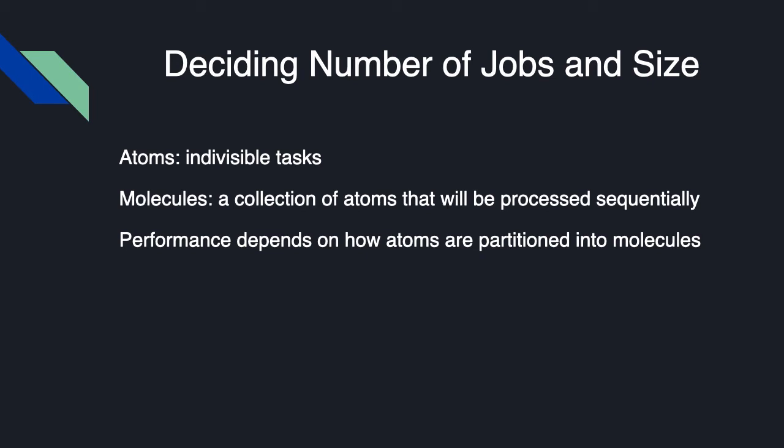Before going into that, we can define some terminology. So atoms are indivisible tasks, such as a simple addition or multiplication. And molecules are collections of atoms that will be processed sequentially. So this could be a set of additions and multiplications that can be run independently on different processors. And the performance of our program will depend on how these atoms are partitioned into molecules.